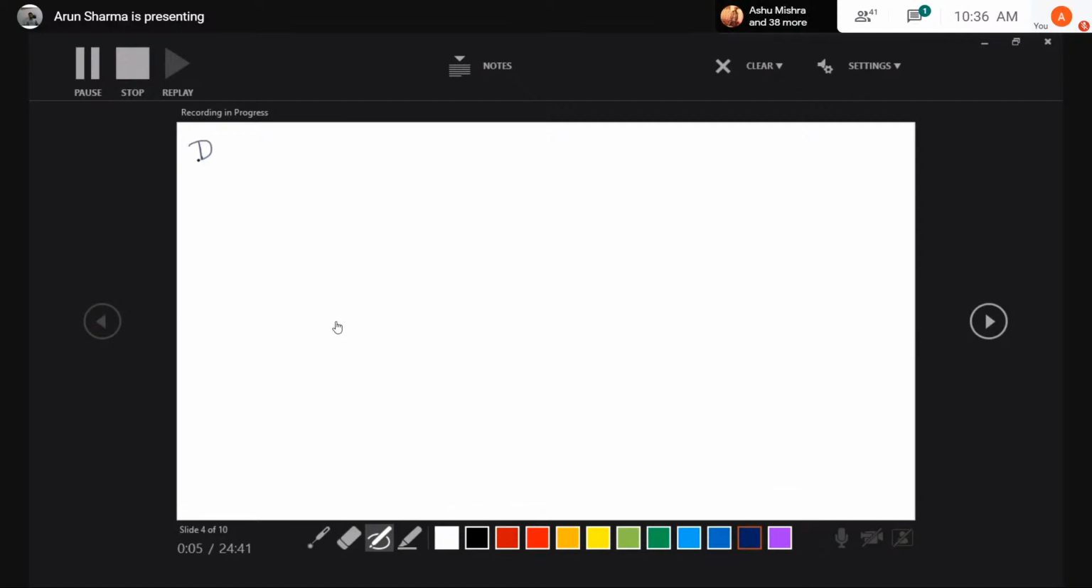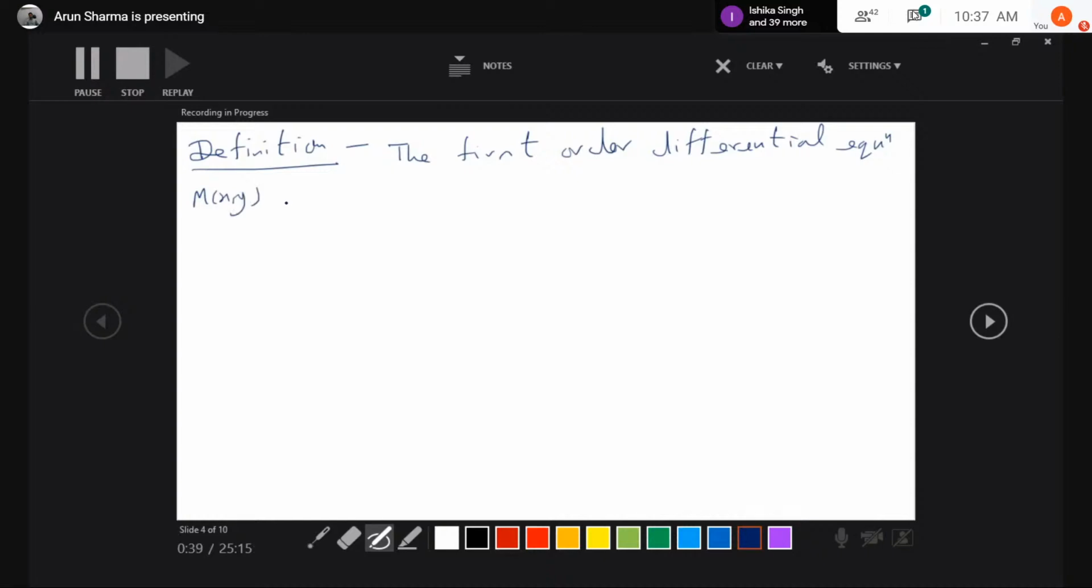So next definition. The first order differential equation M(x,y) dx plus N(x,y) dy.